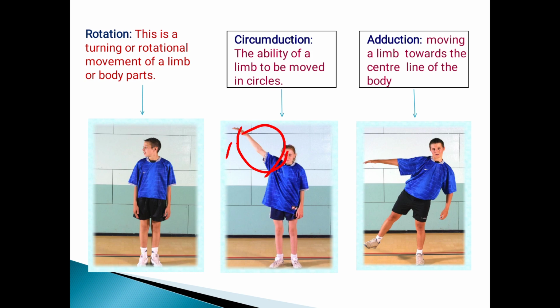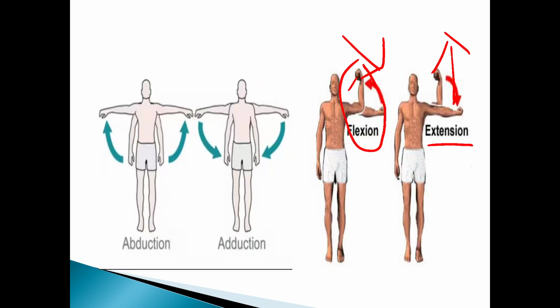And the next is adduction, that is moving a limb towards the center line of the body. So abduction is moving away from your body, and adduction is bringing your hand back to the hanging position, that is the rest position. So you can see the difference between abduction and adduction: in abduction your hand moves away from the body, and in adduction it is brought back.